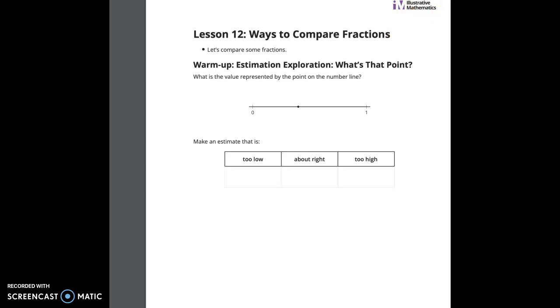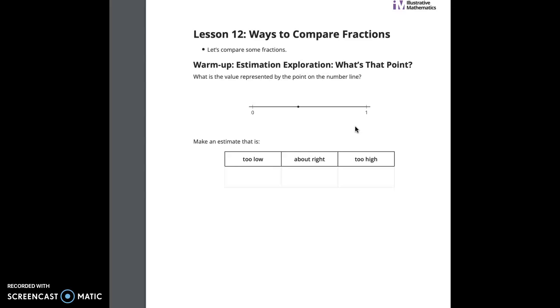This is lesson 12, ways to compare fractions. So, the warm-up for this is: what's the point? If you look at this number line, you can easily see that there's a 0 and a 1. However, there's no tick marks in between, you'll notice.